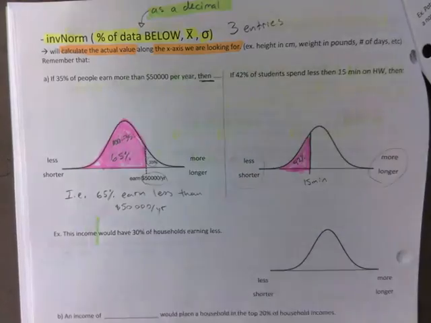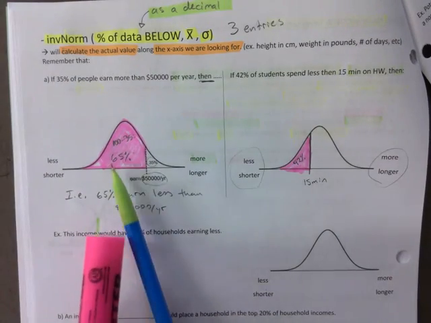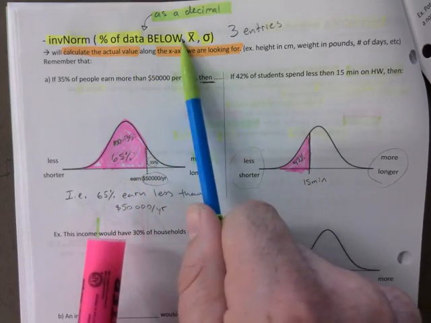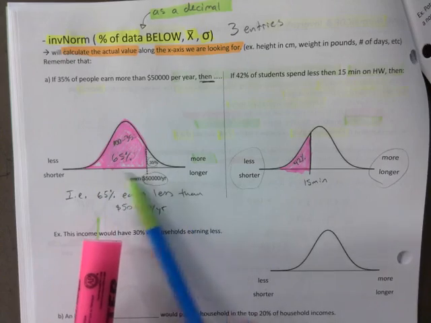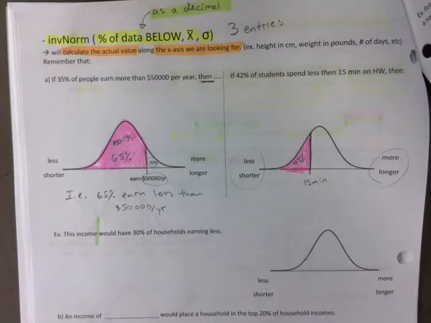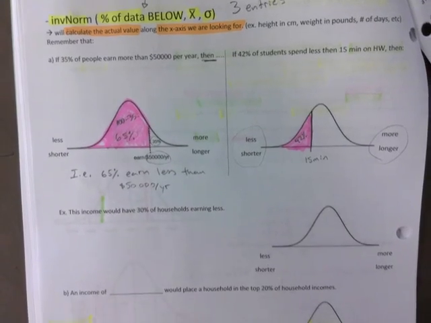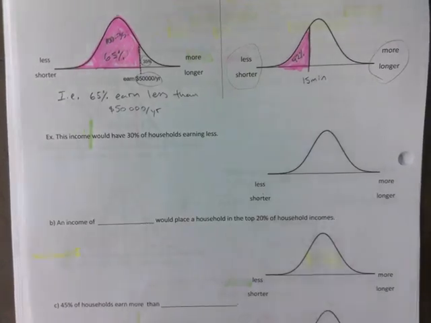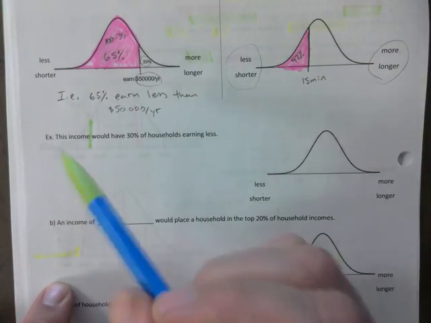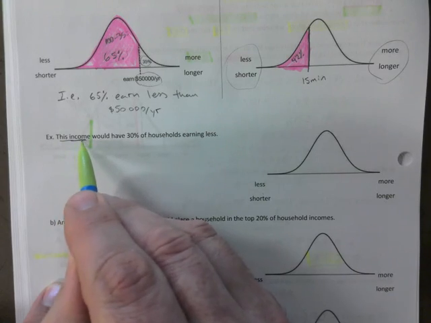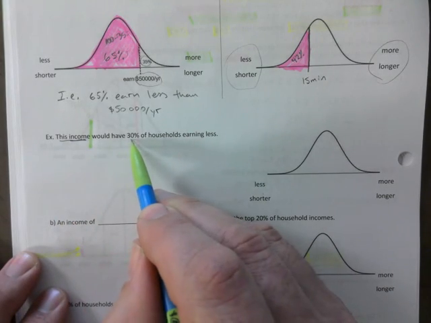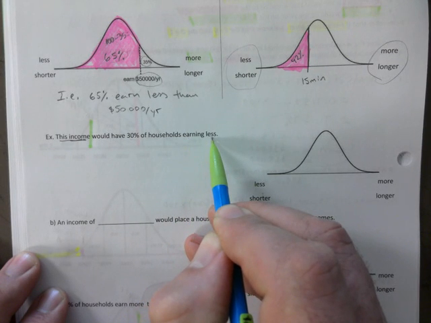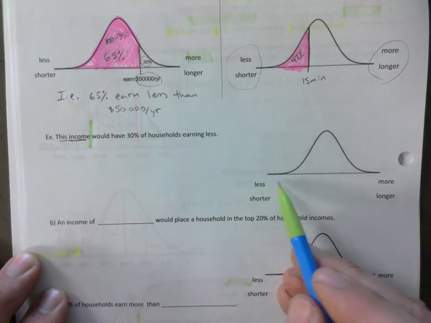So this is what I mean. Listen carefully. This is the percentage that inverse norm needs, and it will spit out whatever x value goes with it. So you're not finding percentages, you're finding actual values. So here it is. And then you're going to practice a few here. This income would have 30% of households earning less. So they want this income down here.